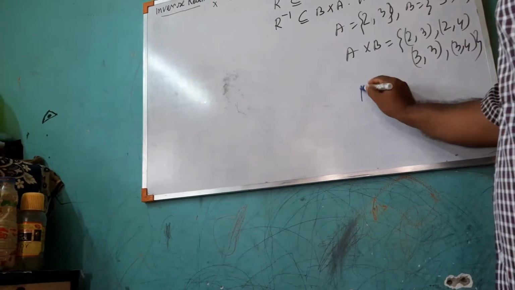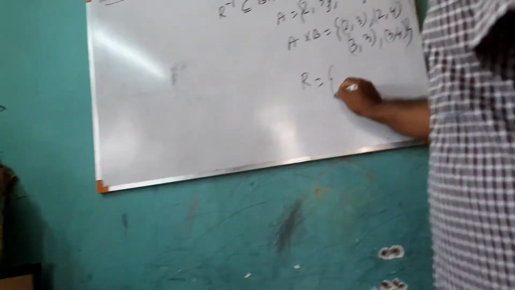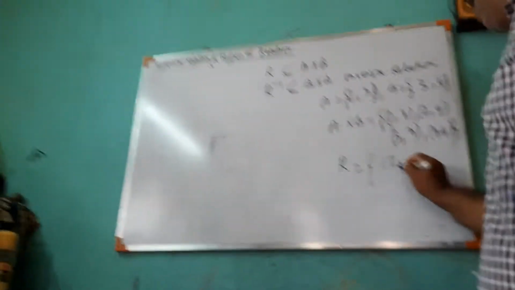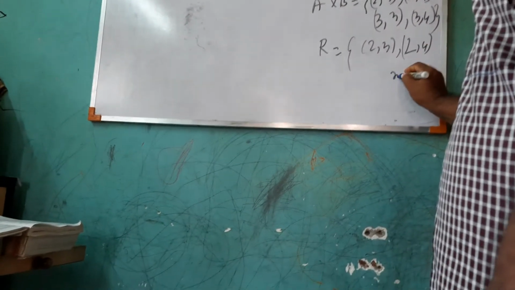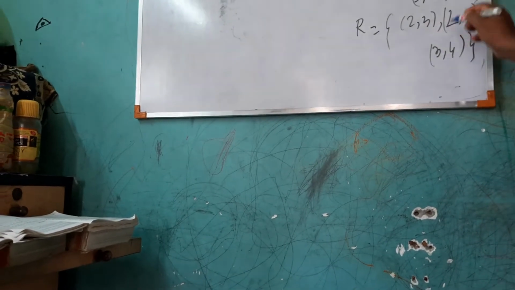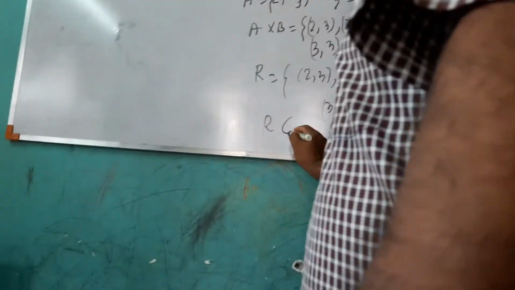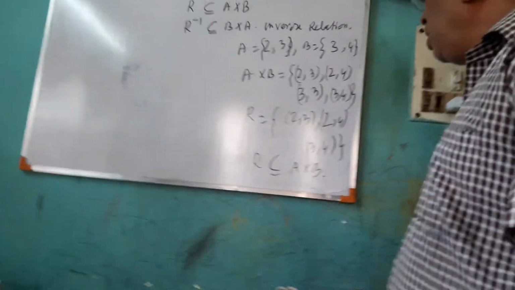Now what is relation R? Suppose R is (2, 3), (2, 4) and (3, 4). This is a relation. Why is this a relation? Because these elements I have taken from A cross B. That means R is a subset of A cross B. All elements of R are contained in A cross B.